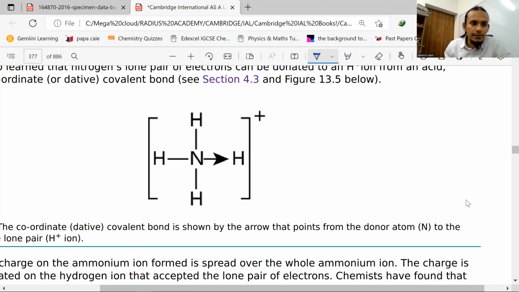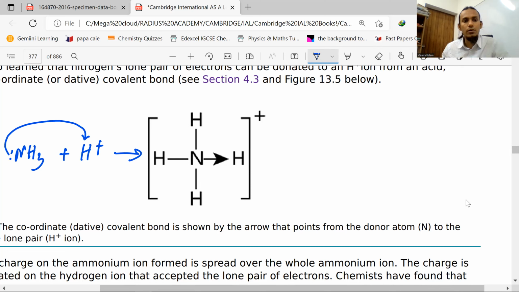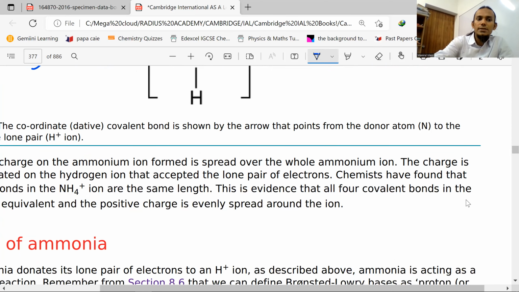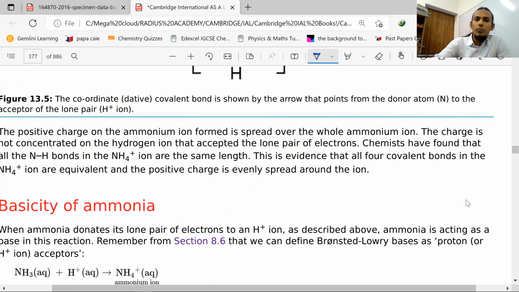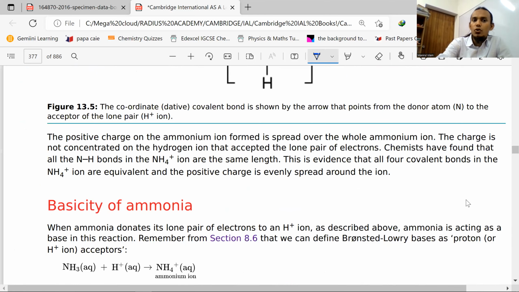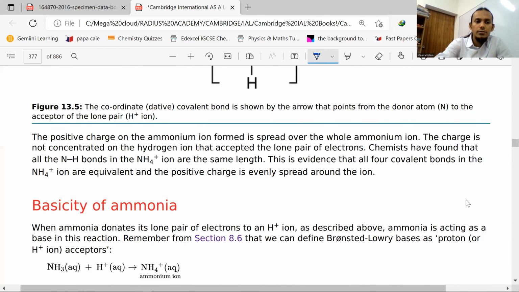Ammonia plus hydrogen ion, proton, is basically this. So this lone pair of electrons goes to the hydrogen ion. That is how it goes. Clear? So it is called coordinate covalent bond or dative covalent bond. I prefer the term dative, because in the mark scheme you will often find they give dative covalent bond, but if anyone writes coordinate covalent bond, we will not mind.